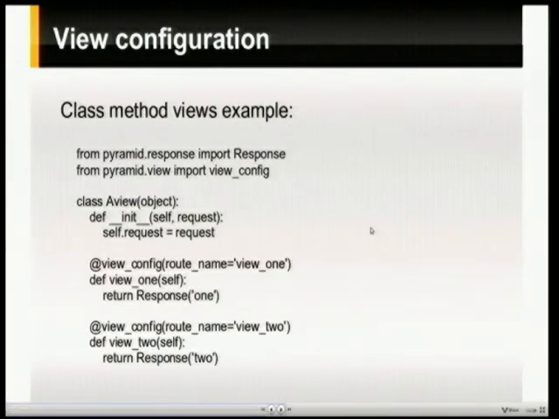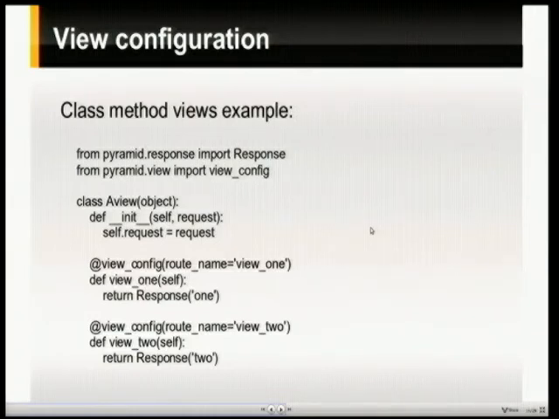So this is an example. You have a view and it's a class, and you can have the decorators there that you see, view config. They are the ones that are responsible for configuring the view. So in this case, we have the class, and each method, view1 and view2, are different views on your class, but they both have access to the same information in the init.